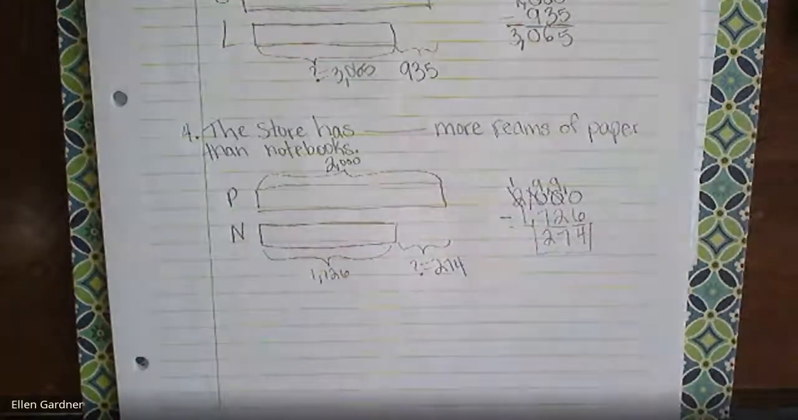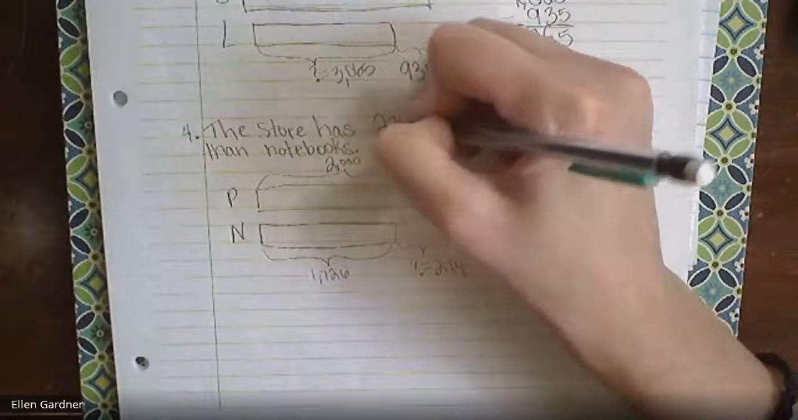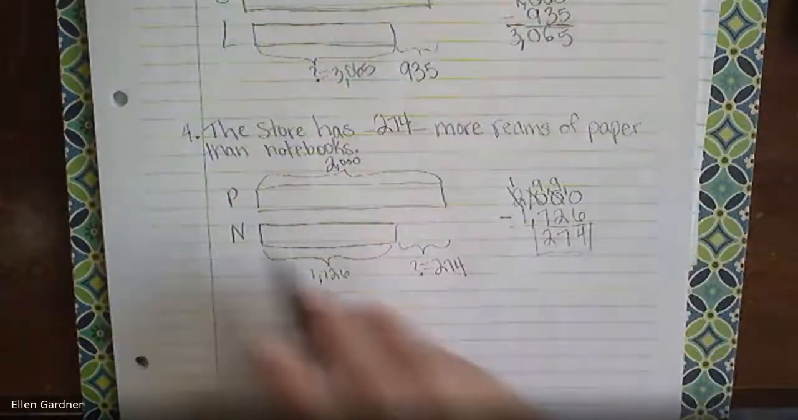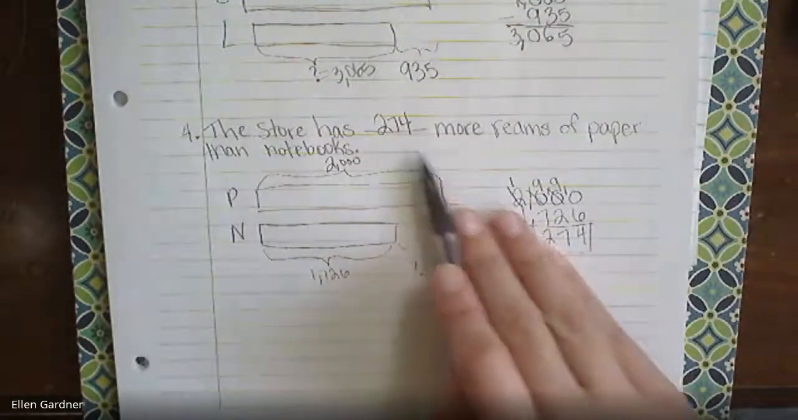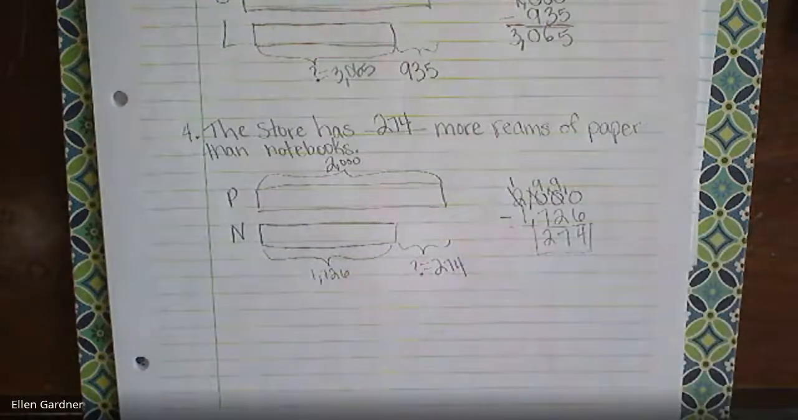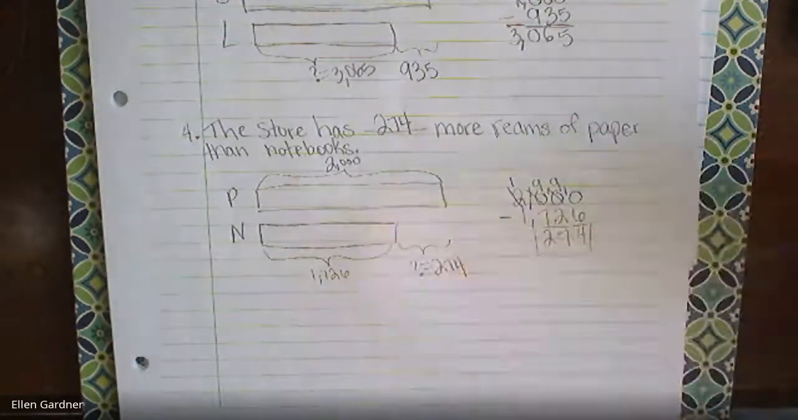Where else do we need to plug it in? The answer sentence, that's right. So the store has 274 more reams of paper than notebooks. Does that look right? Yeah, using estimation, we could say this is about right.